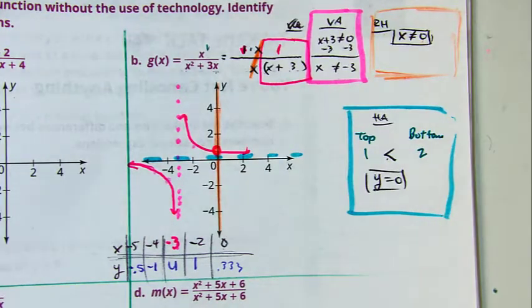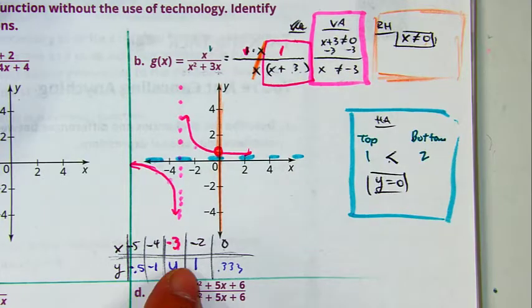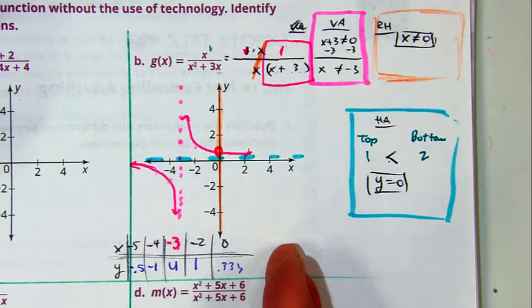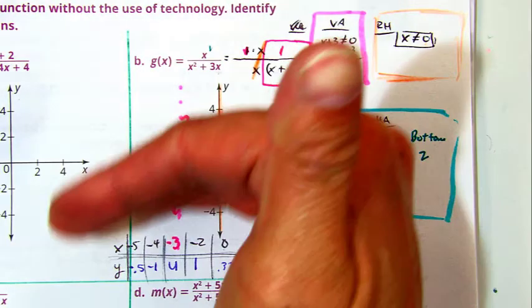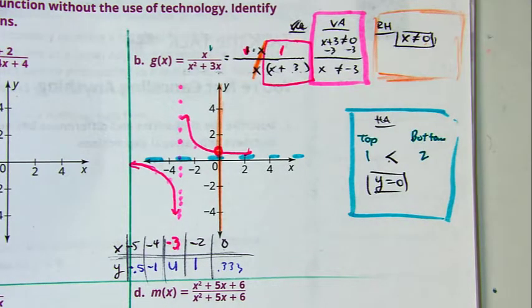So get your characteristics. This helps you figure out your table of values. Pick two numbers to the left of your vertical asymptote, two values to the right. This will tell you if it's going to be below or above the horizontal asymptote.